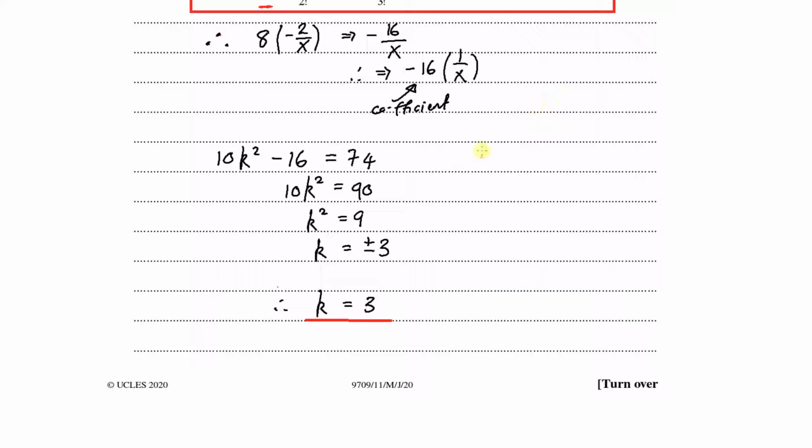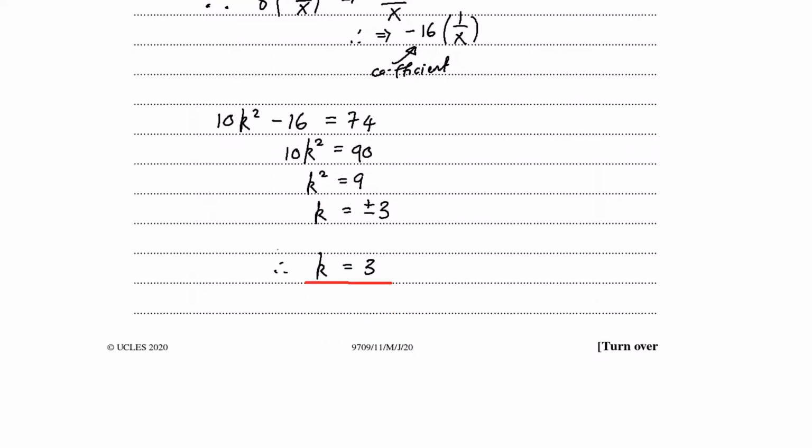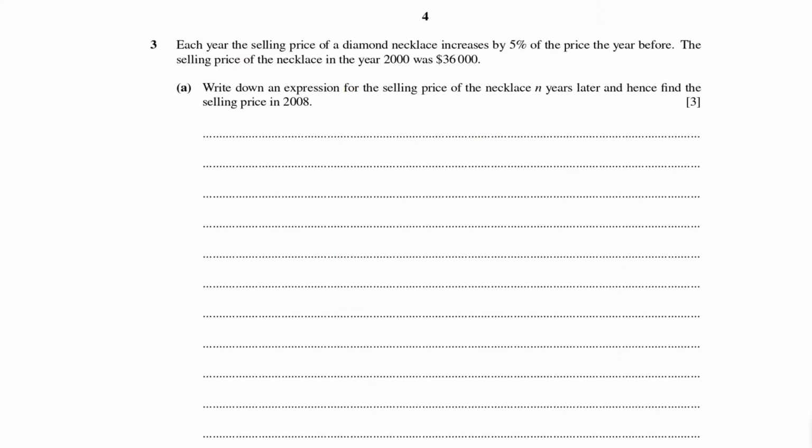So let's now scroll down to the next question. Let's go to question number 3. It goes: each year, the selling price of a diamond necklace increases by 5% of the price the year before. The selling price of the necklace in the year 2000 was 36,000. Write down an expression for the selling price of the necklace n years later, and hence find the selling price in 2008.